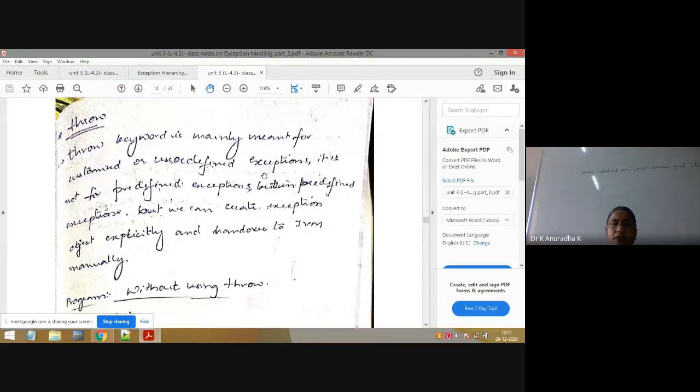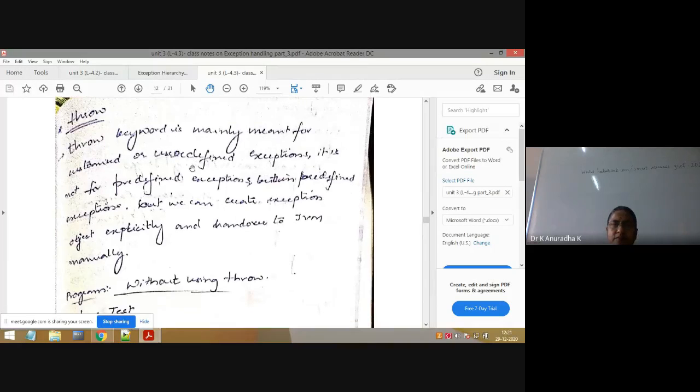Now I will explain the throw keyword. This is the 4th keyword. We have only 5 keywords. Next class I will explain throws.